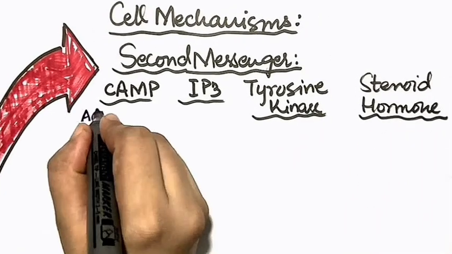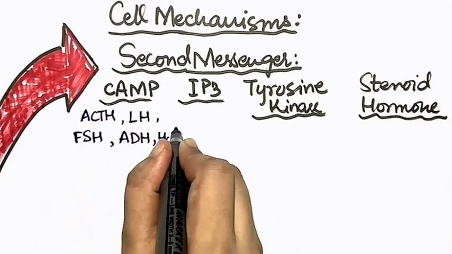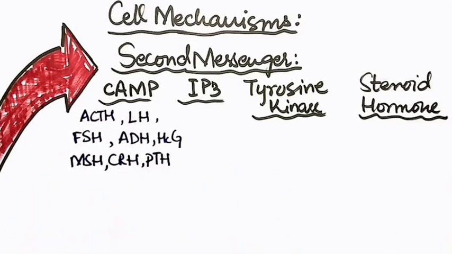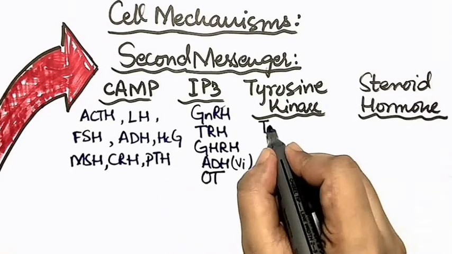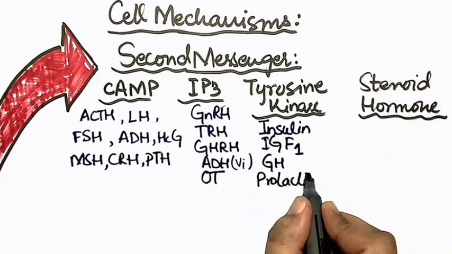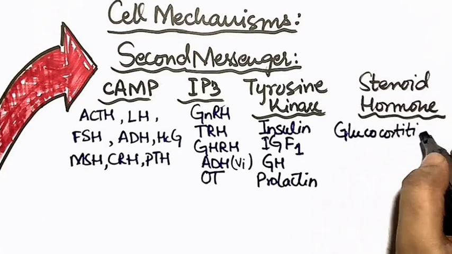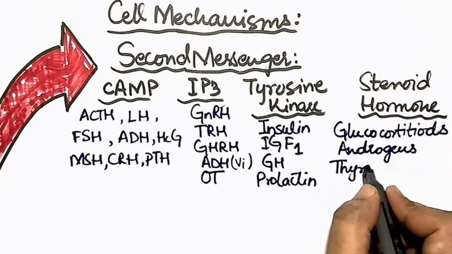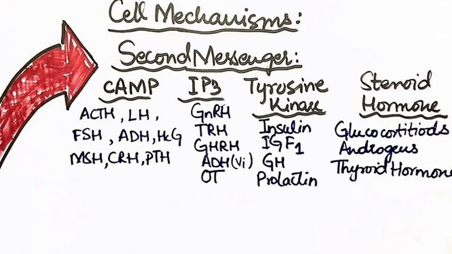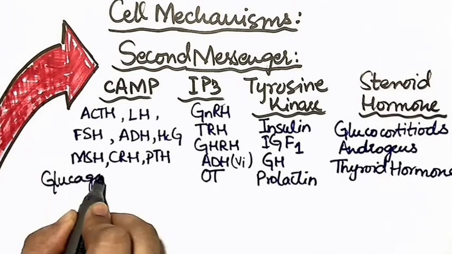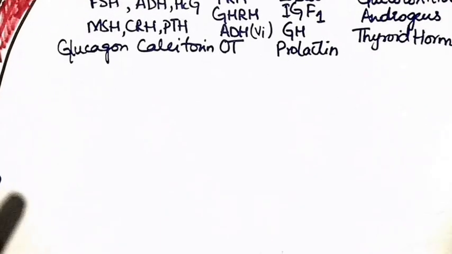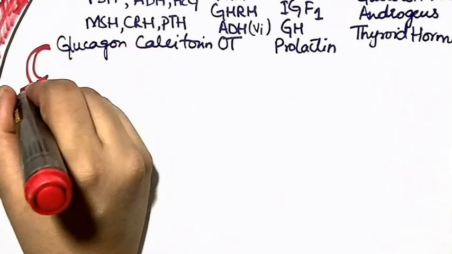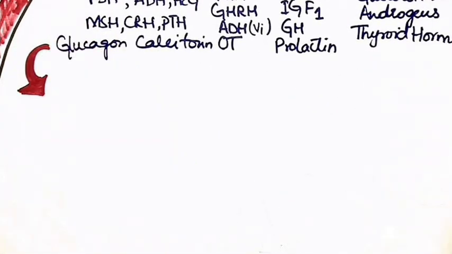Many hormones of our body work under the cyclic AMP mechanism. Similarly, many hormones work under the IP3 mechanism as well. Insulin and glucagon-like hormones work under the tyrosine kinase, and steroid hormones work under the steroid hormone mechanism. So now I will show you how these mechanisms work in our body. First, we will study the cyclic AMP mechanism.